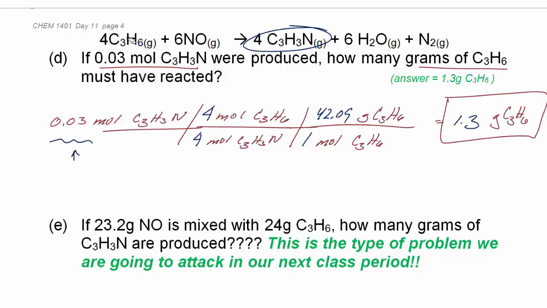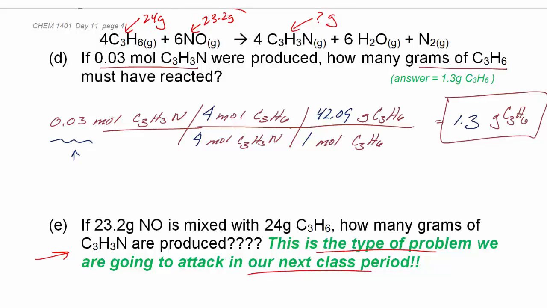Okay, this next one. Let's clean this up a little bit. If 23.2 grams of NO, if 23.2 grams of this compound is mixed with 24 grams of the other reactant, how many grams of this product are we going to get? So this is the type of problem we're going to handle in the next class period. So we're not going to do it here. But do you see the problem? Which one of these is going to all react first?